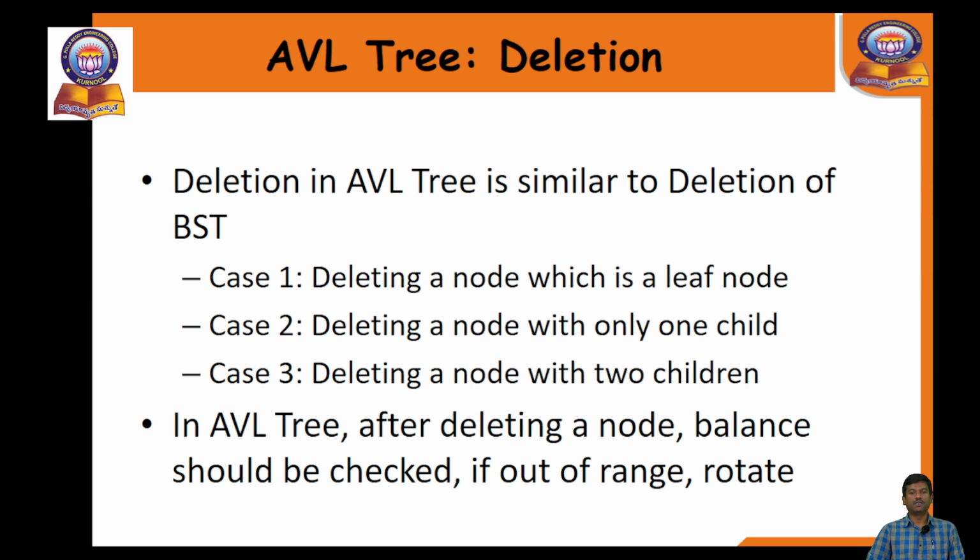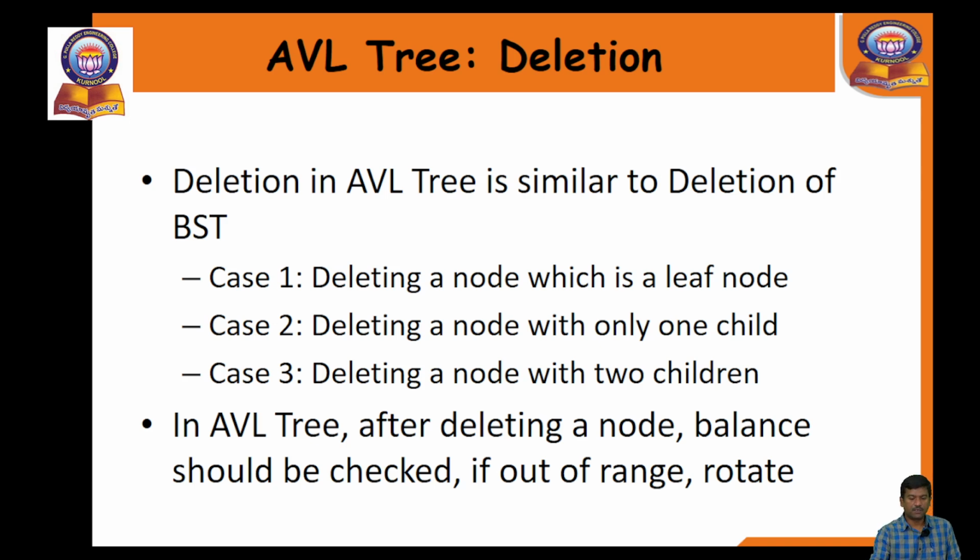So in the AVL tree, after deleting a node, balance should be checked. That is what I said about the rotation part. Whenever you insert a new node within the AVL tree, or delete a node within the AVL tree, and due to this operation, whether insertion or deletion, the tree is unbalanced, that is, a particular node's balance factor is out of this range, then in such cases you have to convert this unbalanced tree to a balanced tree by using the rotations which we have discussed.